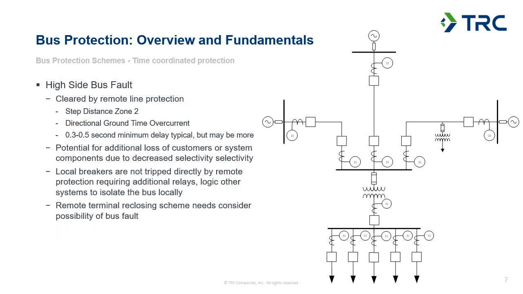So I've got a couple examples here of how time coordinated protection would work. The first one is a high side bus fault. So if we get a fault on the high side transformer bus here, as I've shown, we've got protection on the transmission system feeding that bus that will see that fault. So the distance elements that I've got highlighted yellow will see a fault on the bus in their zone 2 step distance overreaching zone. And again, that would typically be delayed between 0.3 and 0.5 seconds. So they'll see the fault and they'll start timing.